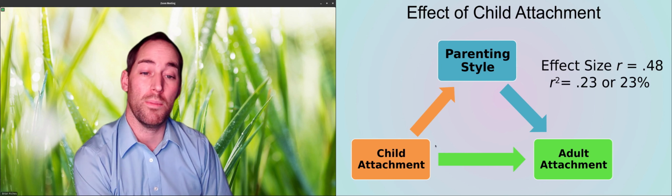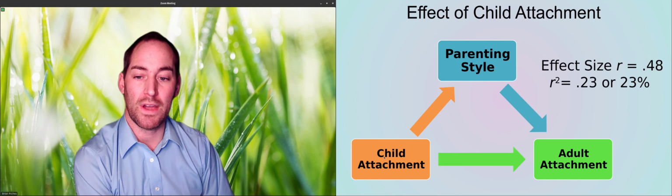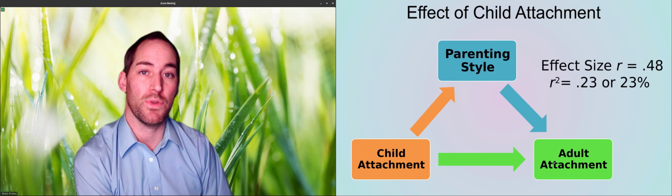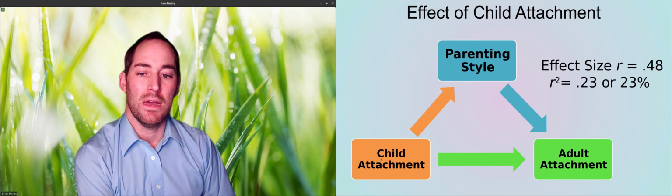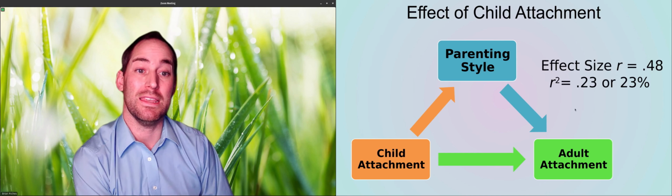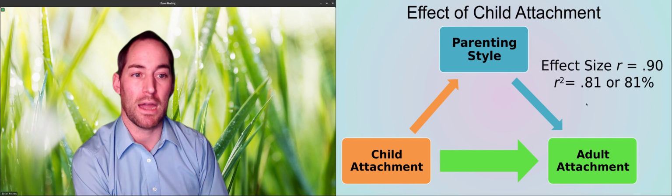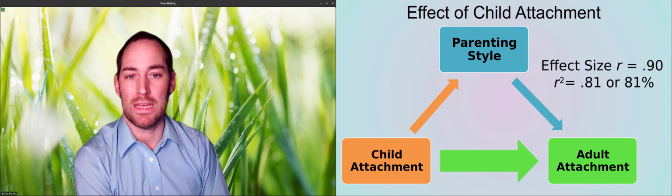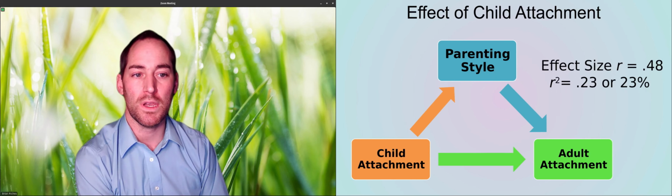Here it's more mediated. So now the direct effect of child attachment on adult attachment is smaller. The R is 0.48. It means your R squared is 0.23. So it seems to be less of an impact of just child attachment. Parenting style in this example has more of an impact. An impact might be the wrong word. Has more of a relationship than it did here. So you can see the arrows getting smaller and bigger across these two examples.